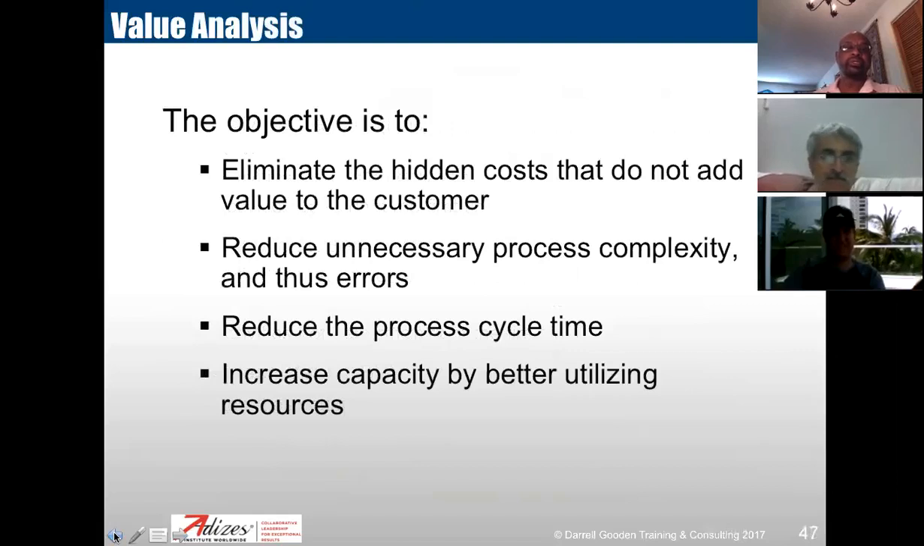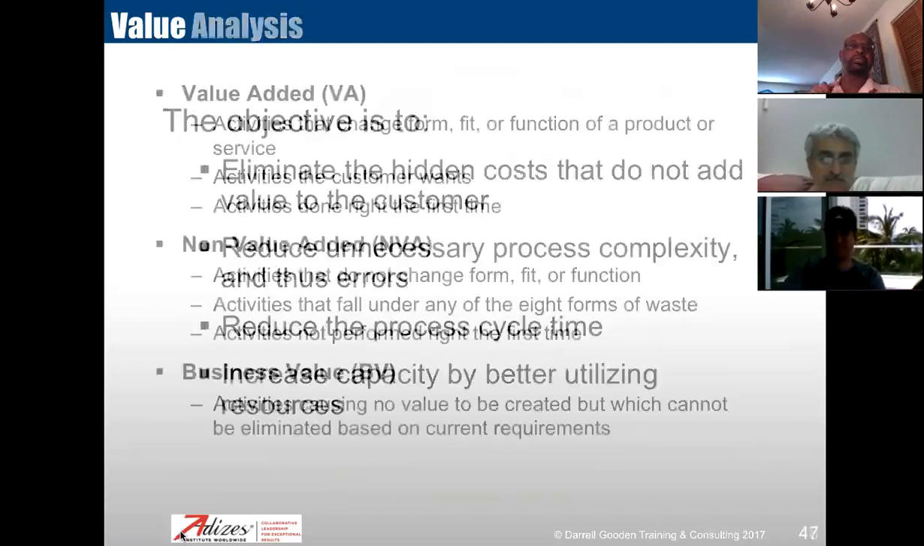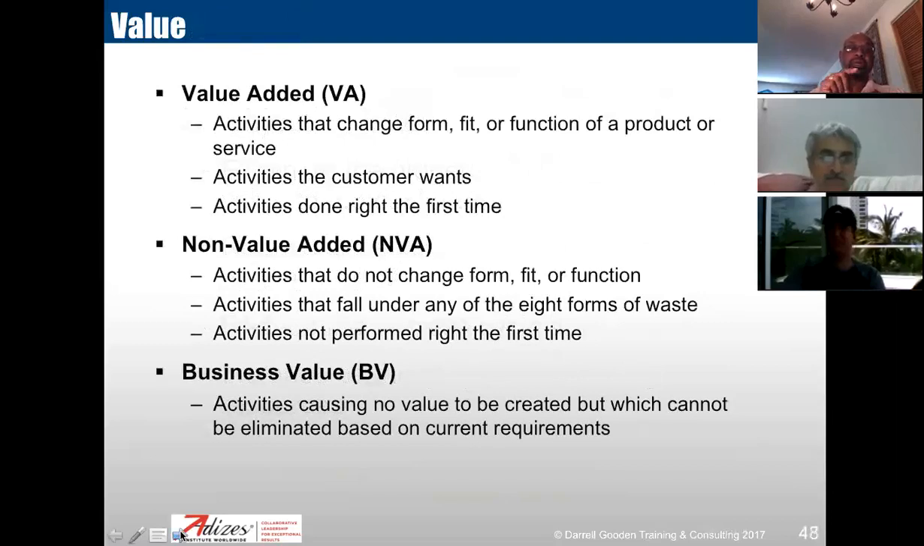The objective is to eliminate the hidden costs that do not add value to the customer, reduce unnecessary complexity, reduce the process cycle time. Cycle time is the thing you want to reduce, and increase capacity so that you have better utilization of your resources. That's the objective. How do you get from that current state map to the future state map is a function of assigning these nomenclatures to those verb noun process blocks.